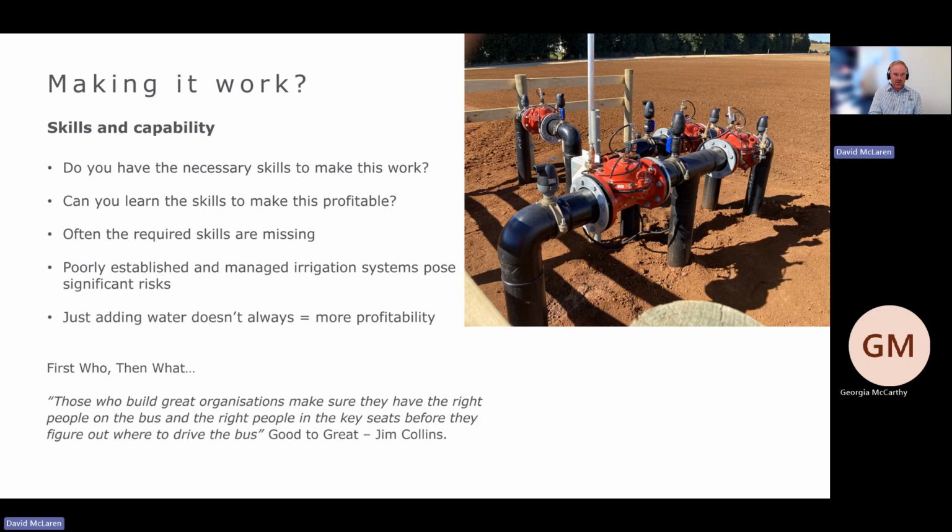Got a point here that poorly established and managed irrigation systems propose a significant risk. And also just adding water doesn't always result in more profitability. So this is really important when it comes to stepping through the irrigation planning design process, because often we see the right skills are missing, but again, it's about reaching out and finding those skills to make it work and ensuring that you can before proceeding.